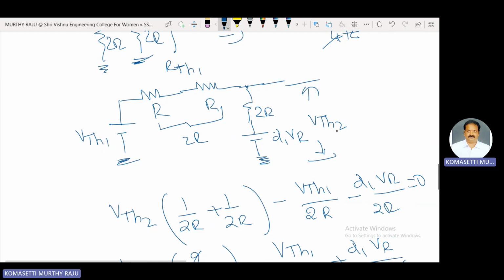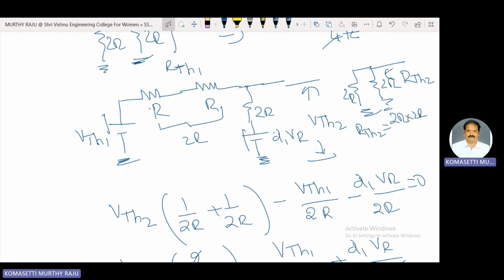Now calculate RTH2. RTH2 means VTH1 is short circuited. D1 VR is also short circuited. R plus R is 2R, and this 2R is connected to ground. This is also 2R connected to ground. Therefore, RTH2 is equal to 2R into 2R by 4R. The 4 cancels. Therefore, RTH2 is equal to R.